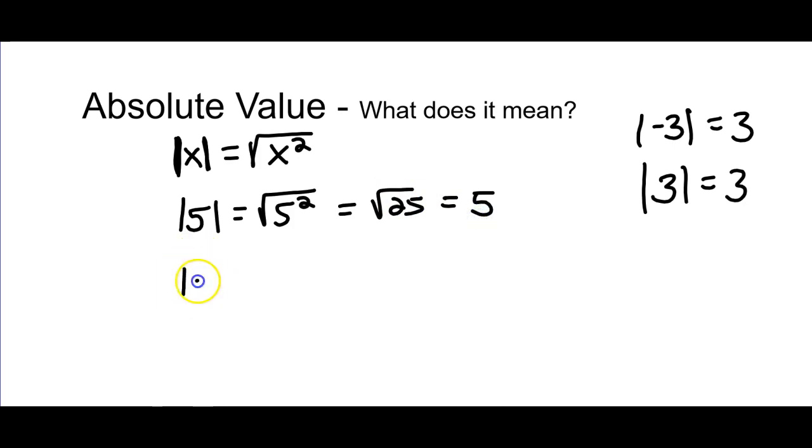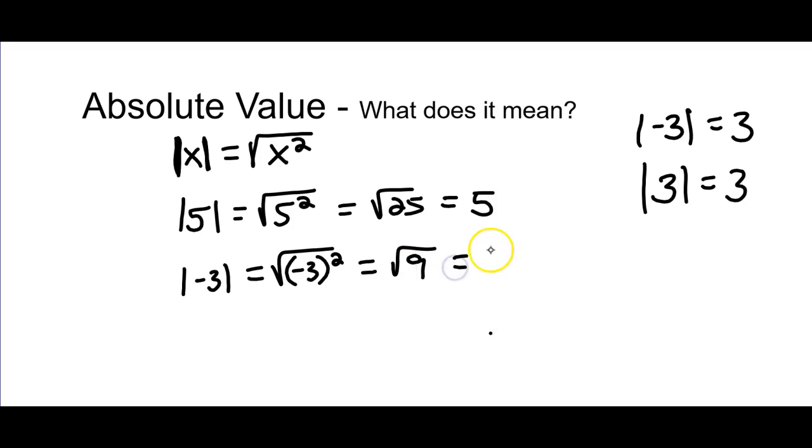Same thing if you have negative 3. Square root of negative 3, quantity squared. Remember, if you're punching this in your calculator, put the parentheses with it, or it will give you a negative 9 as an answer there sometimes. That gives me square root of positive 9. And if we're taking the positive root, we get 3 right there. We take the positive root because it doesn't have a minus in front of it, by the way.